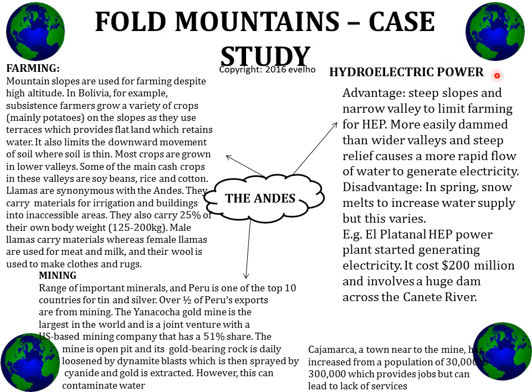Finally, hydroelectric power. The advantage is that steep slopes and narrow valleys limit farming, so they are used for HEP. They're more easily dammed than wider valleys, and steep relief causes a more rapid flow of water to generate electricity. However, a disadvantage is that in the spring, snow melts to increase water supply, but this can vary throughout the year. For example, the El Platanal hydroelectric power plant started generating electricity. It cost $200 million and involves a huge dam across the Canete River.